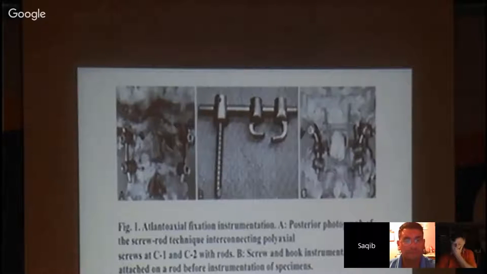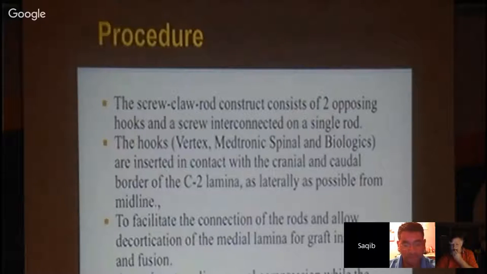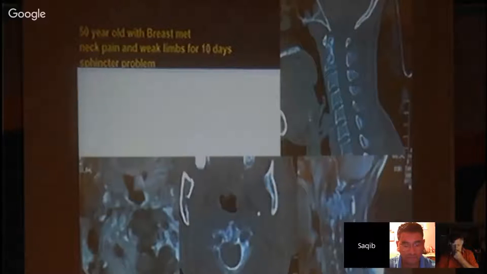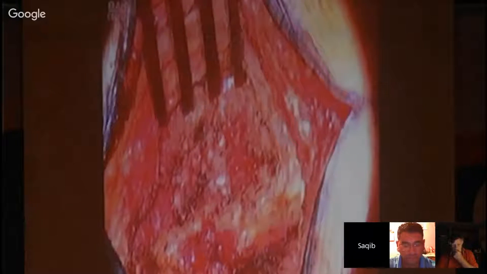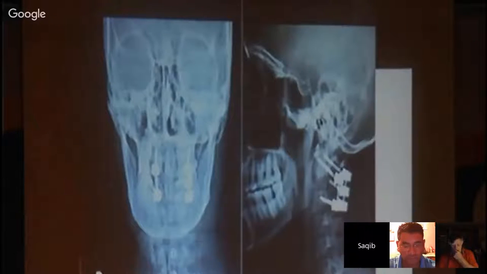I think then there is, Joachim has already shown a hook. So this is a double hook method that many people use and say that their results are probably the same, as similar to the screw-rod-screw technique instead of a hook. I think its stability is probably the same, but biomechanically it may not be that strong.